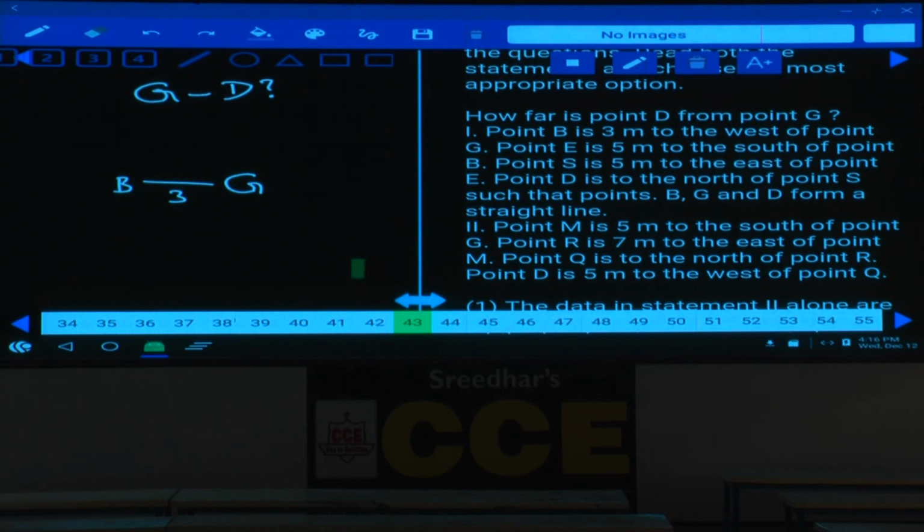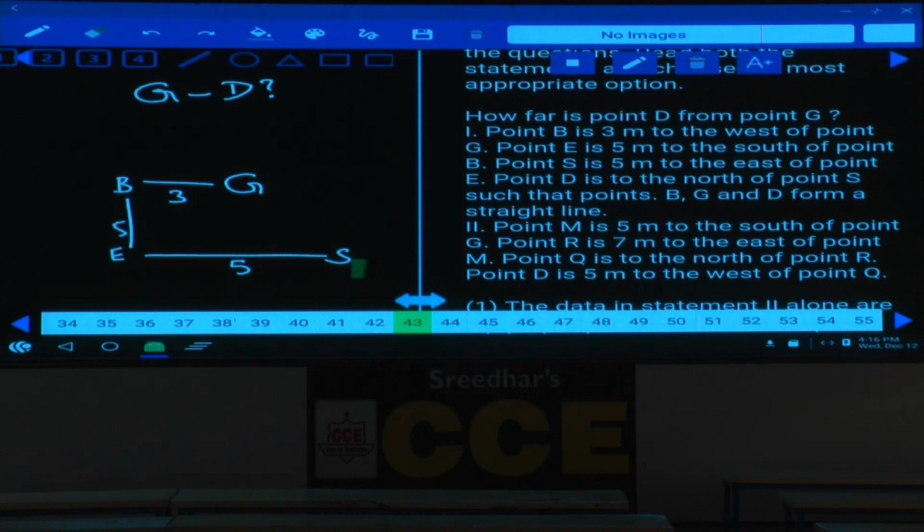E is 5 meters to the south of B. And S is 5 meters to the east of E. Now this S is 5 meters to the east of E.